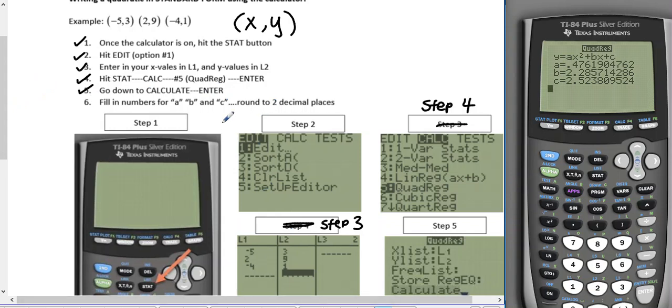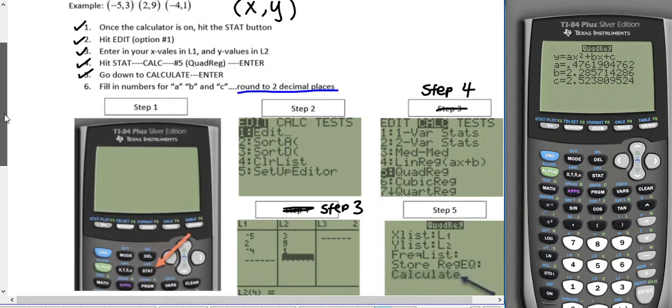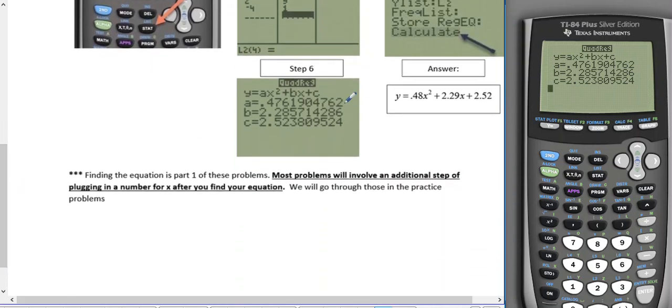Now in my directions over here, we want to round to 2 decimal places. So if I scroll down, we have that screenshot in my notes, and my answer would be y equals, because you always need y equals when you're writing an equation, 0.48, because that 6 rounds the 7 up. So 0.48x squared plus 2.29, because again, the 5 rounds it up, x plus 2.52. The 3 keeps it. So that's what you would write for your answer for this. The equation that goes with the 3 points listed above is y equals 0.48x squared plus 2.29x plus 2.52.